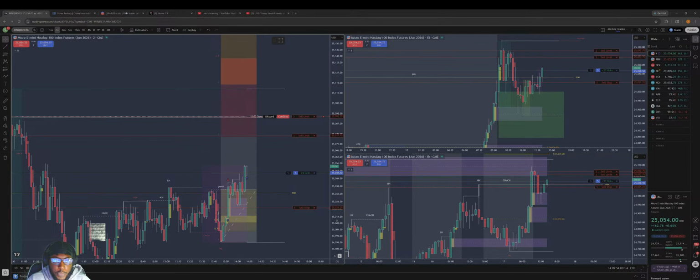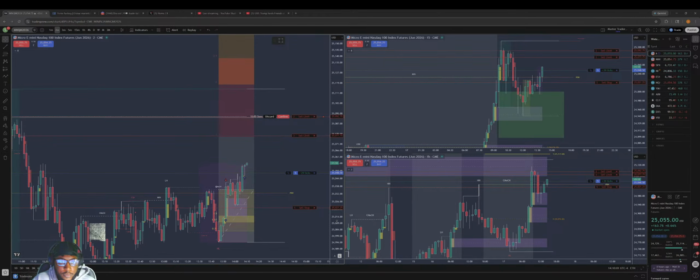So we're getting some nice momentum right there. We just want to see a continuation move higher from here.